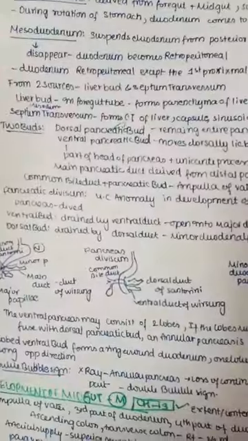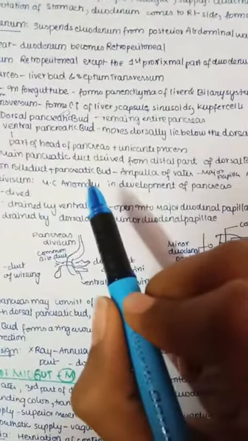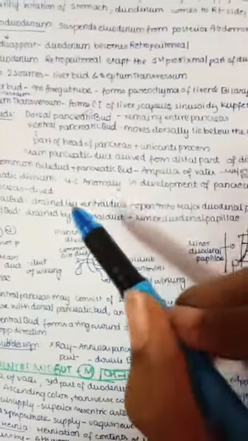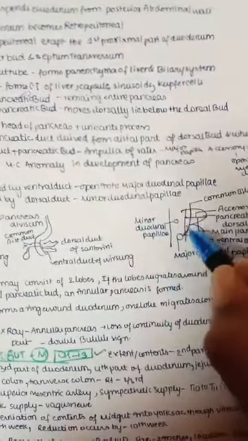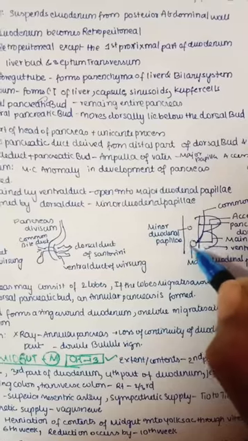Now let us move on to the common bile duct. Actually the common bile duct communicates with the pancreatic bud to form the ampulla of Vater, and it drains out in the major papilla. So this is the common bile duct. It is associated with the pancreatic bud and opens into the ampulla of Vater at the major duodenal papilla.